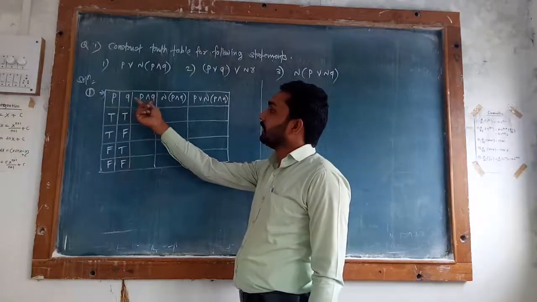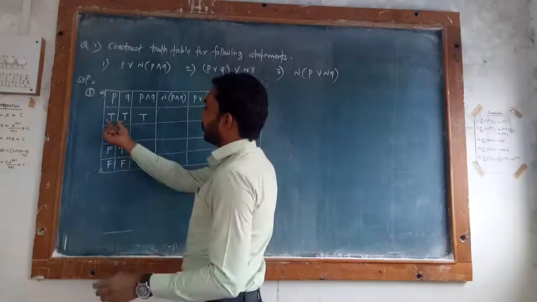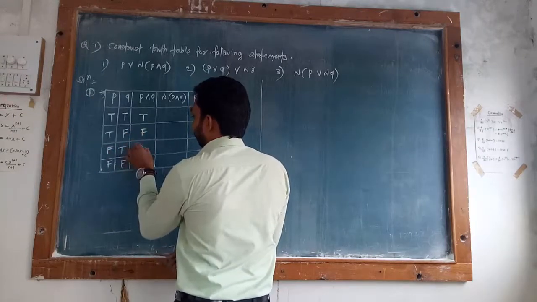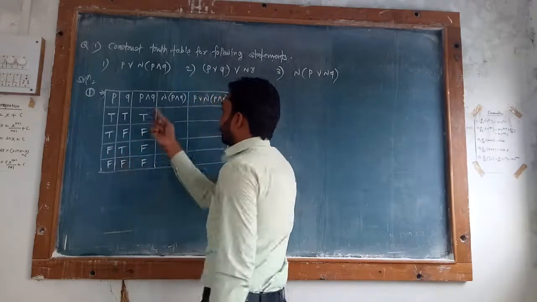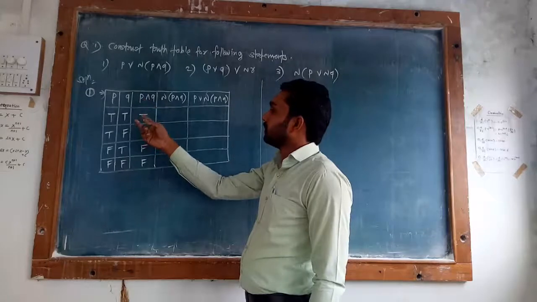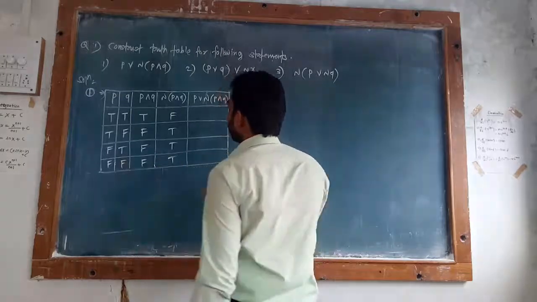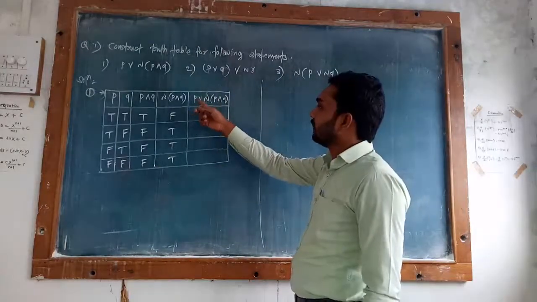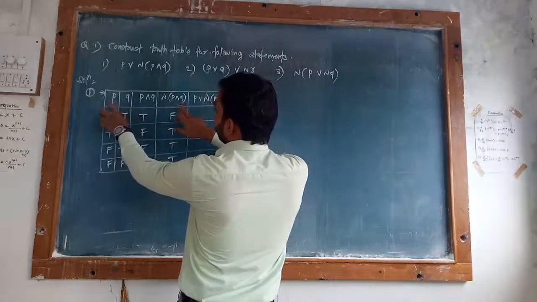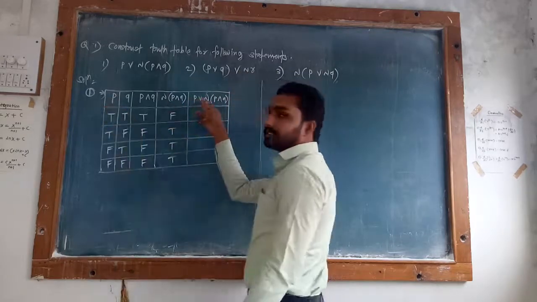In conjunction, if both values are T, the result value becomes T. In the remaining cases, its value becomes F. Next column for negation of P and Q: we take the negation of that column. So negation of T becomes F and negation of F becomes T. Next, the last column for P or negation of P and Q. That means we have to take OR between the first and fourth column, OR meaning disjunction.